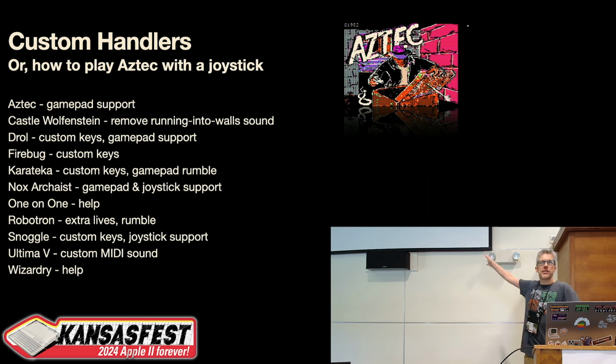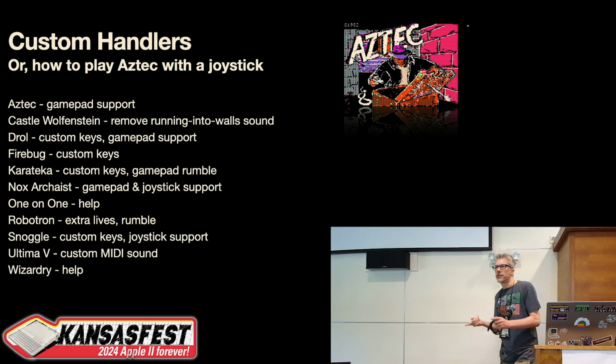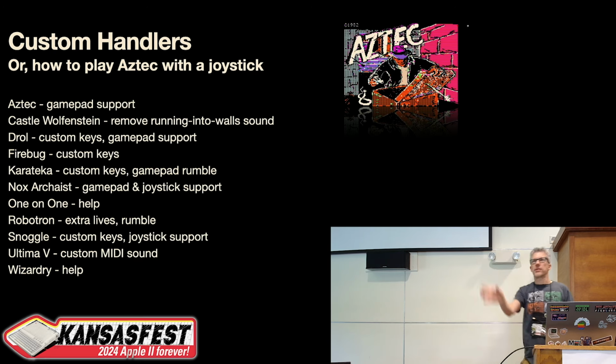So I talked about this last year. One of the cool things about writing an emulator is you can do things under the hood that the Apple II wouldn't be able to do, because you're in complete control. So I had this way to hook in custom handlers. If you're playing a game, I know which game you're playing, and then I can add extra key controls, support for the joystick if you want, or just put up extra help on the side of the screen. And this is just a list of all the games that it currently supports.